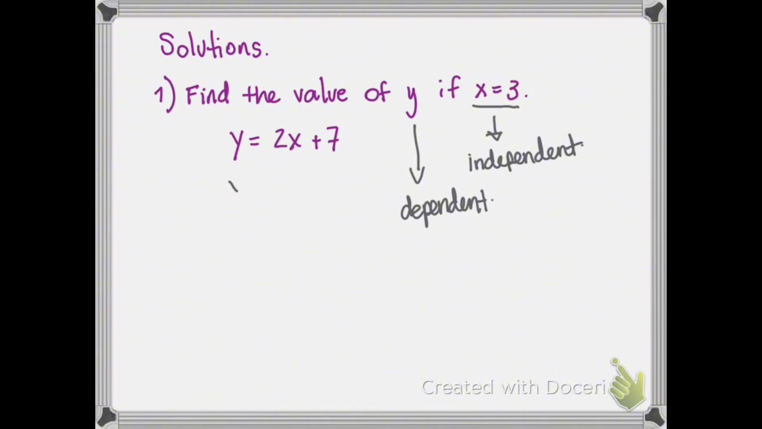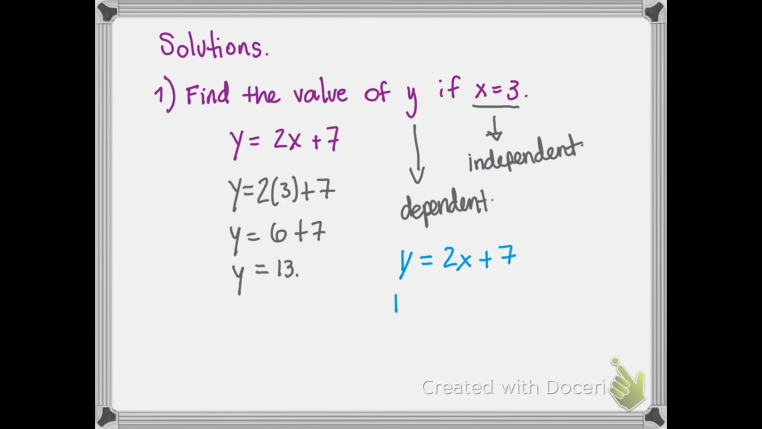So let's find the value of y. In this case, if I change the value of x for a 3, remember to use parentheses, then we get 6 plus 7, which is 13. Now, what does that mean? It means that in the equation y equals 2x plus 7, if I change the value of y for 13, because that's what we found, and the value of x for 3, because that's what was given, this is going to be true.